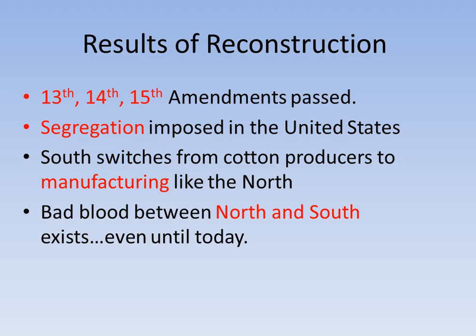Another thing, segregation becomes the go-to for Southerners in the United States. In the next video, we're going to talk about what segregation looks like and what types of laws were imposed to keep segregation in place. But segregation in a simple way is basically the separation of races. Whites on one block, blacks on the other block. That separation would go throughout public facilities everywhere. So separate bathrooms, separate water fountains, the whole nine. So segregation was imposed in the United States at the end of Reconstruction.